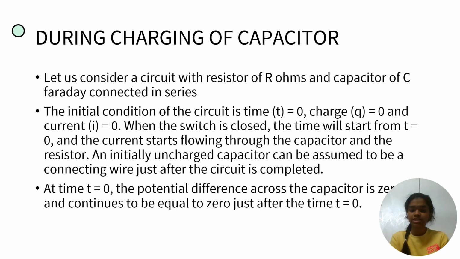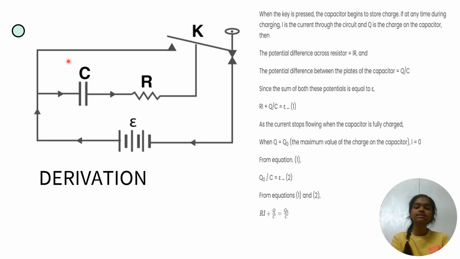An initially uncharged capacitor can be assumed to be a connecting wire just after the circuit is completed. As we know that a capacitor opposes the sudden change in voltage, it behaves as a short circuit in the transient condition and as an open circuit in the steady state condition. At time t equals 0, the potential difference across the capacitor is equal to 0 and continues to be 0 just after t equals 0, until a particular time. This is the circuit which we are going to take for the derivation of both charging and discharging.